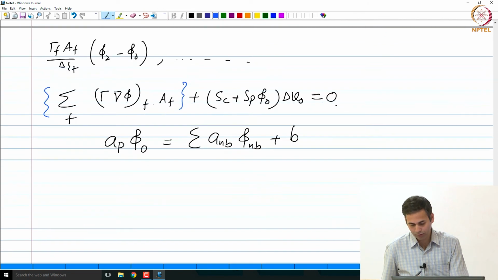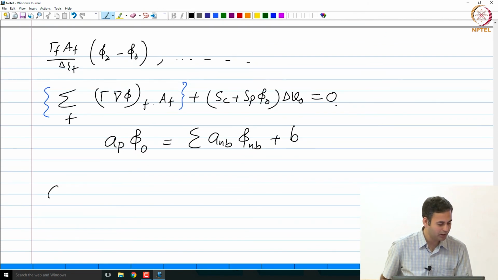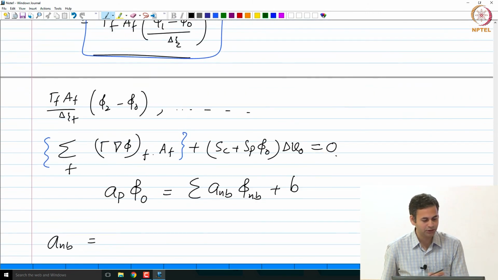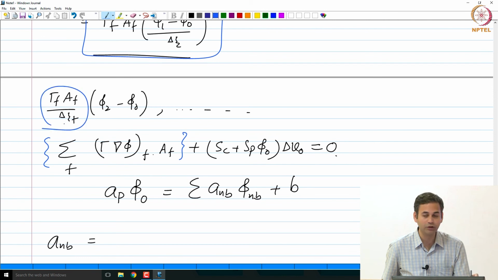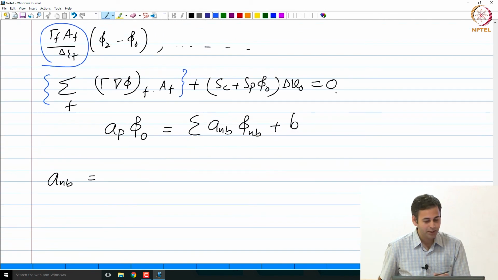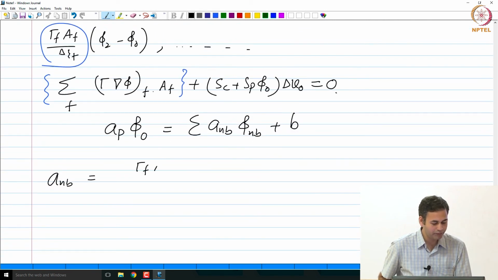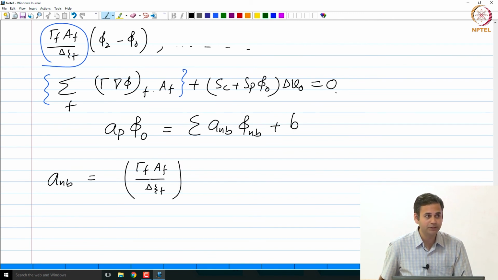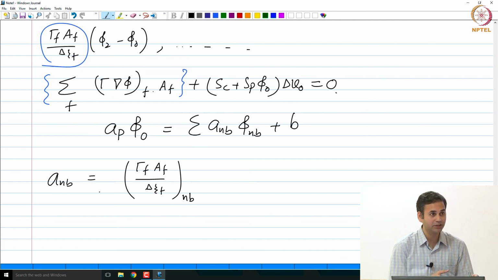Okay. Now, we have already gone through this. So, what will be A nb? What will be the coefficients? Of course, this will be the coefficient, right. That means this is nothing but gamma f A f by delta xi f, and this f itself is defined for that particular neighbor, right. If you are looking at a neighbor 1, 2 or 3, depending on that this f will be defined. There is no summation here, right. A nb itself is this value.